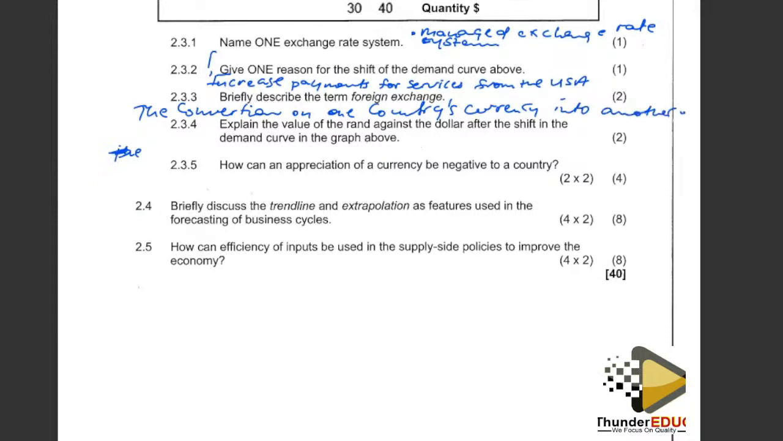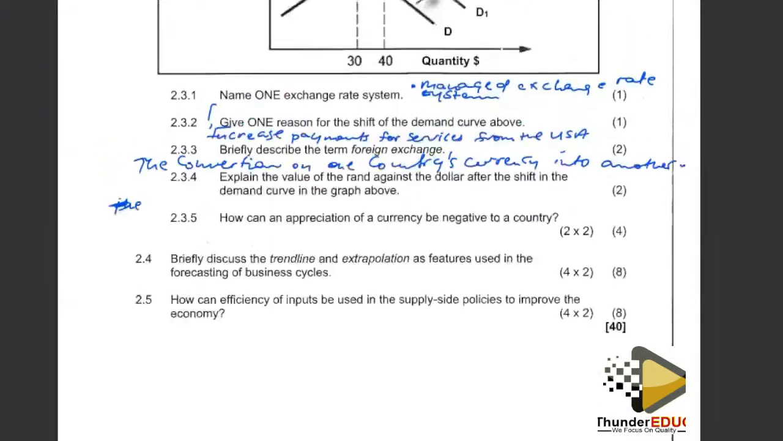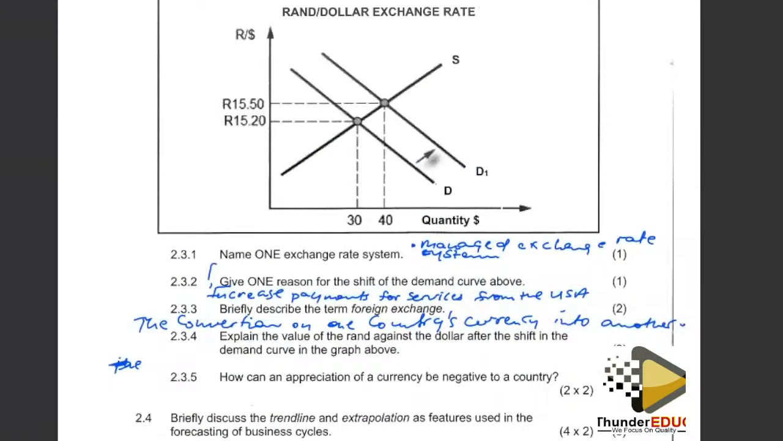Okay, grade 12. So now we are done with this question. Let's move on to the next one, which is 2.3.4. Explain the value of the rand against the dollar after the shift in the demand curve in the graph above. So now, if we check the graph above, the question says that we must explain the value of the rand against the value of the dollar after the shift.